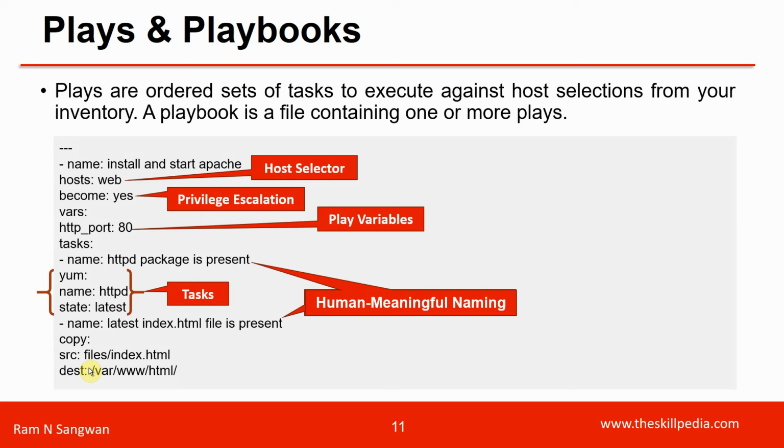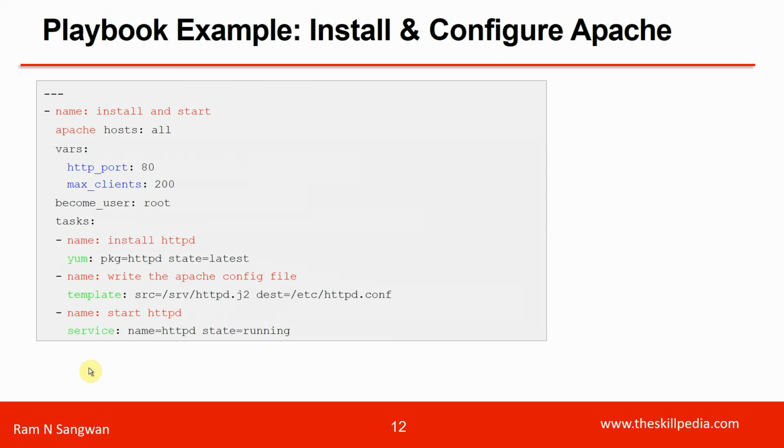The names of the tasks, if you see, are very human readable. HTTPD package is present, so you can give any name. Latest index.html file is present. These are human meaningful naming conventions used in playbooks. So this is a complete playbook example, a proper working example to install HTTPD on all machines. Now there's a complete name, install and start, hosts all, vars variable defined, become user root, and three tasks created in this playbook.